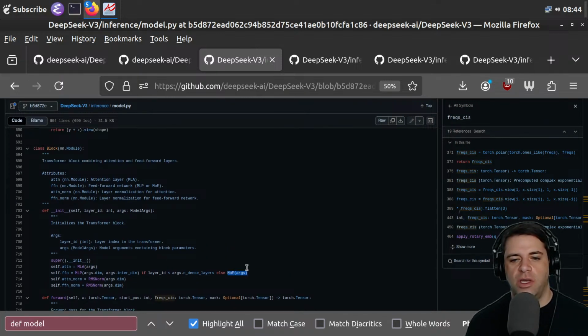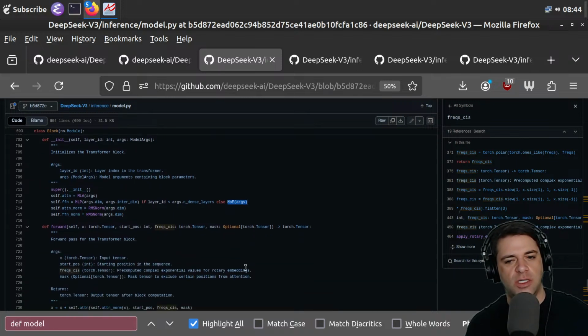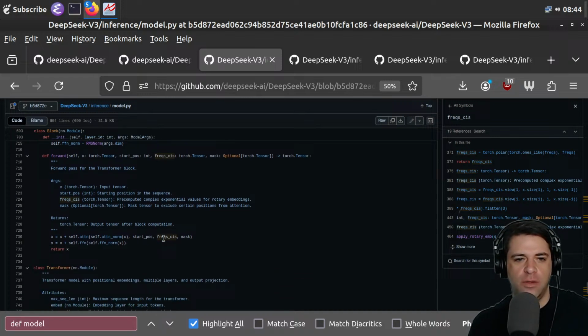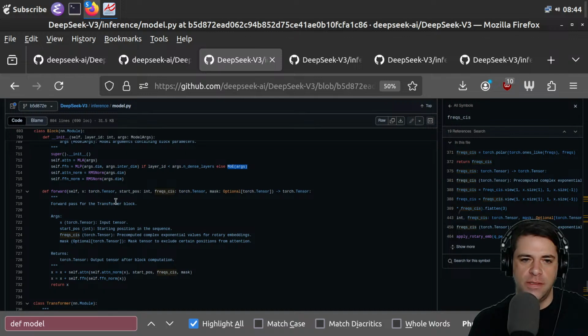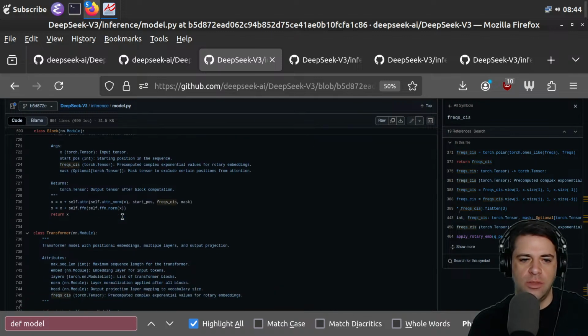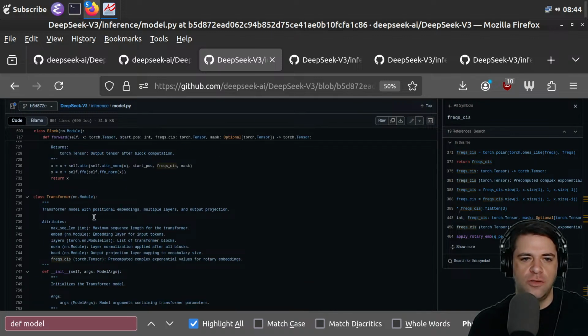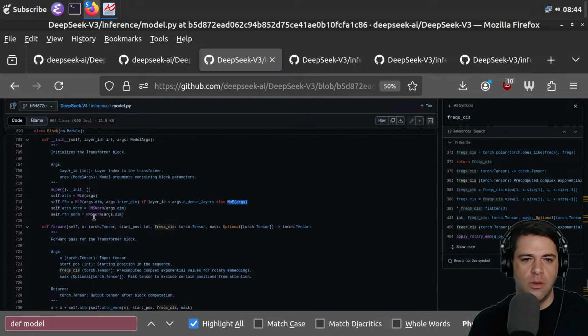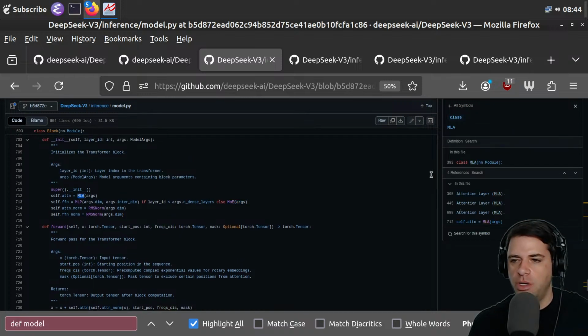It's a way of putting different parts of the model on different GPUs and training it that way, as opposed to needing one massive GPU the size of an entire room. And then the forward pass is what we looked at, so we're not going to look at that again. And then here's the transformer layer. We haven't called transformer directly. I think what I want to see is MLA.